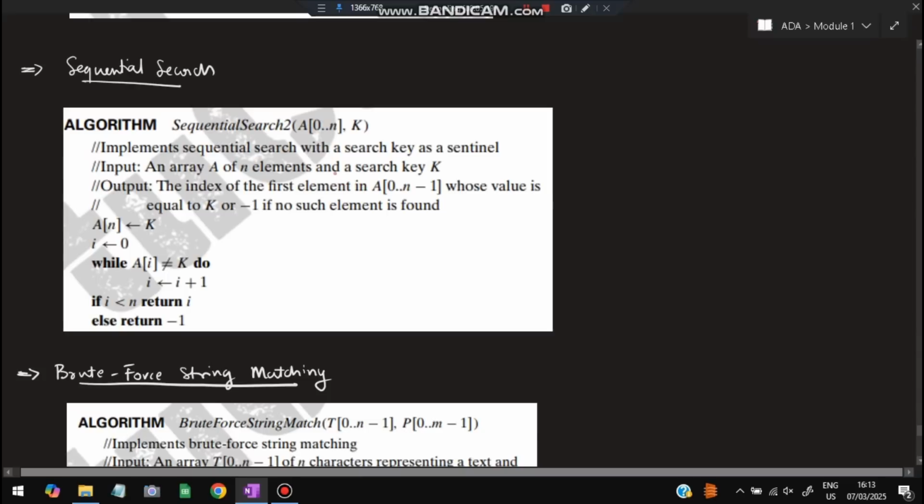The third one is the sequential search. This one I already discussed. What is sequential search? One by one we'll be searching, until we get an element. If we get it, we'll return i, otherwise return minus 1. Okay, this is sequential search.